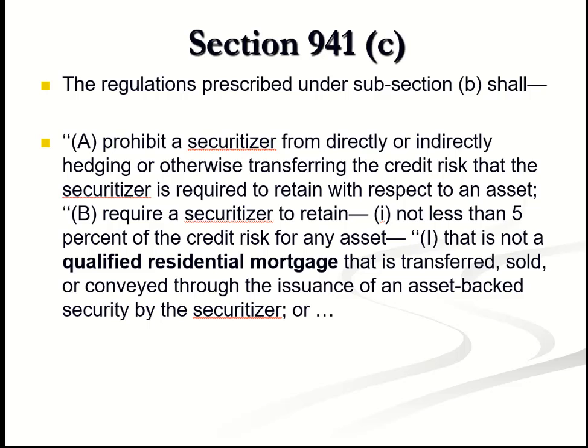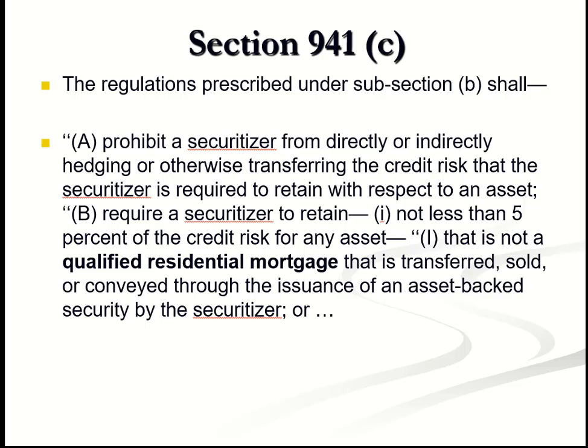And it goes on even further to require a securitizer to retain not less than 5% of the credit risk for any asset. So what that means is, as a bundler, you just can't securitize and sell all of them, 100% of the mortgages you buy, package them, sell them as bonds, and wait to buy the next batch of mortgages to securitize and sell. You have to retain 5% or more of the credit risk of those securities.